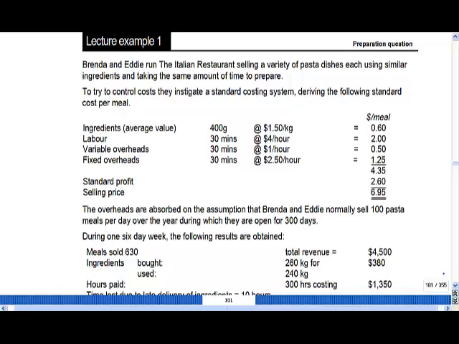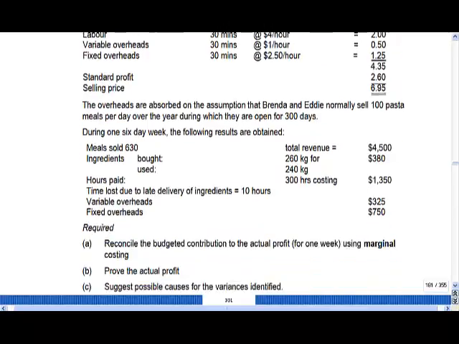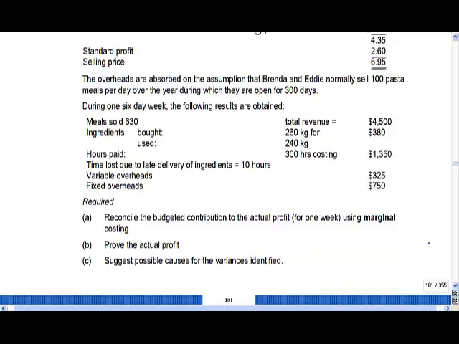Let's have a look at example 1. If we have a look at the requirements, first of all, in A, we've got to reconcile the budgeted contribution. So here we're using marginal costing to the actual profit for 1 week. It tells you there marginal costing, obviously, and we know that because we're starting with contribution. We then got to prove the actual profit. And then we've got to suggest possible causes for those variances that we've identified.